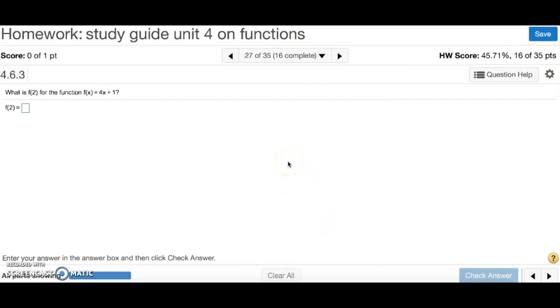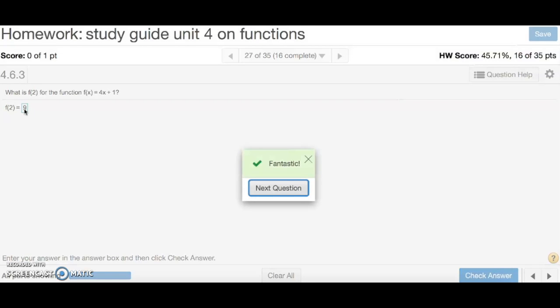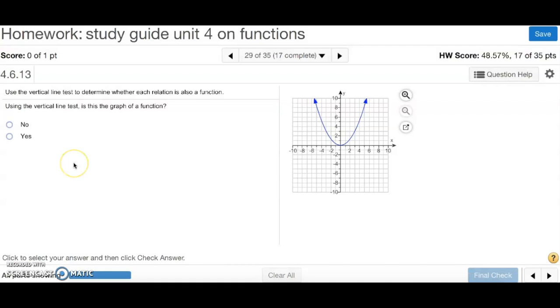Number 27. What is f of 2 for the function f of x equals 4x plus 1? All you do is substitute 2 in for x. So 4 times 2 is 8, plus 1 is 9. And that's number 27.